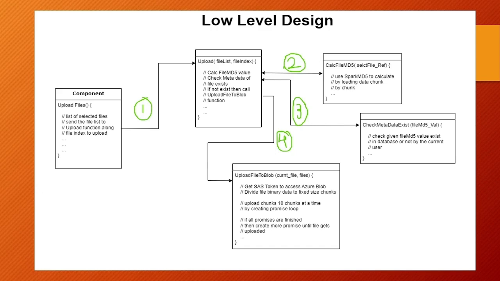Once all the checks are done, we call the upload file to blob function. If you read the comments, it looks like this. We receive the current file, and based on the SAS token we got from the backend server, we can access the Azure Blob functionality. Since we are dividing the file binary data into fixed size chunks, we upload 10 chunks at a time by creating a promise loop. When all the promises are finished, we create more promises until the file gets uploaded. So this is it.